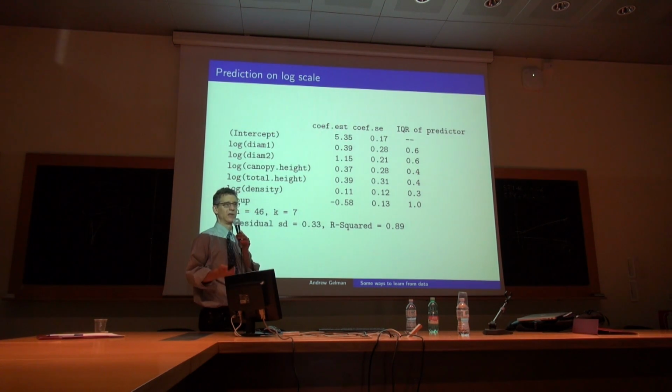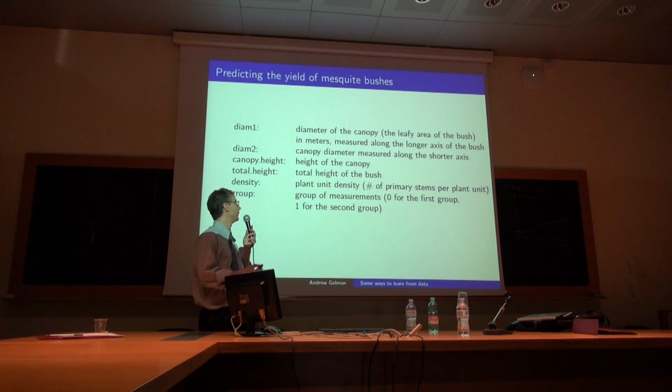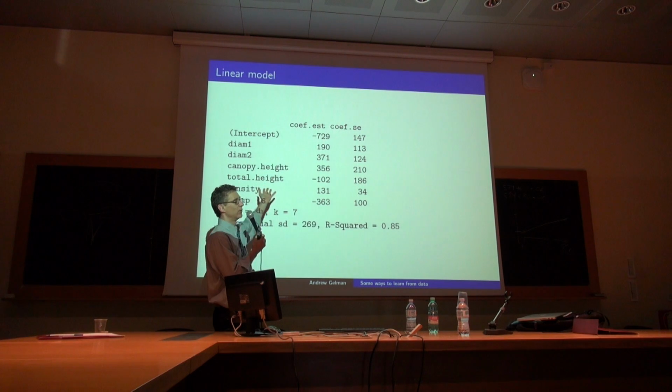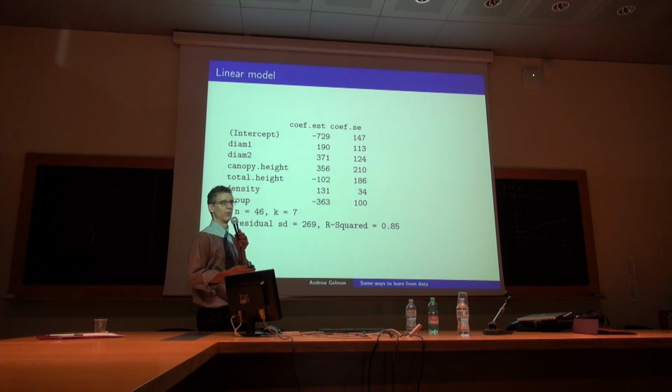The point is that the interpretation of the linear model and the log model are just different. In this case, the linear model just doesn't make a lot of sense. It doesn't really make sense to say that having a little more height increases the leaves by a certain number. Everything is going to be proportional to everything else.